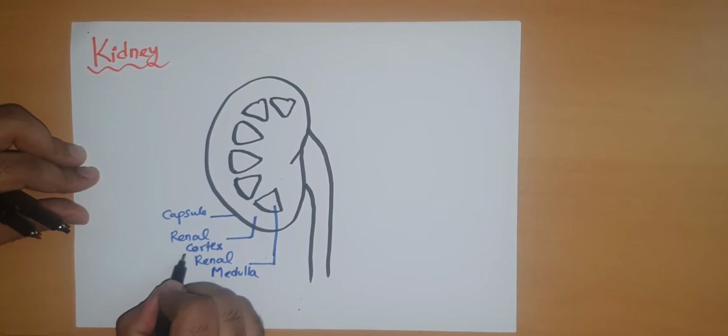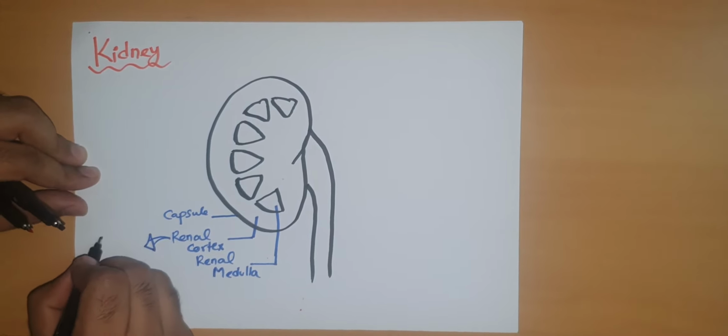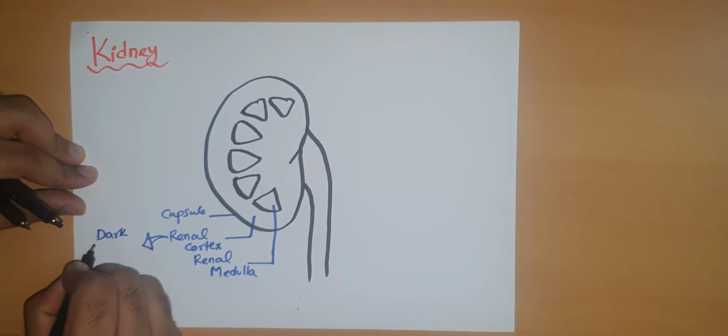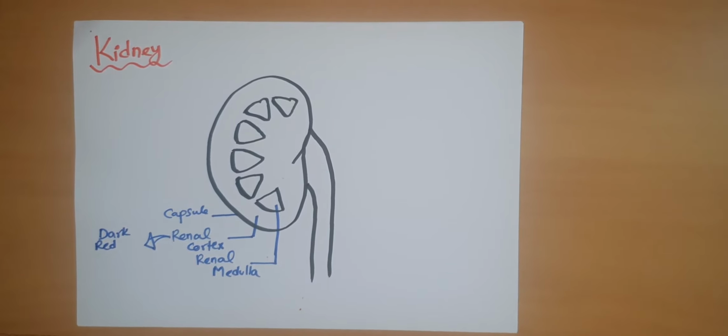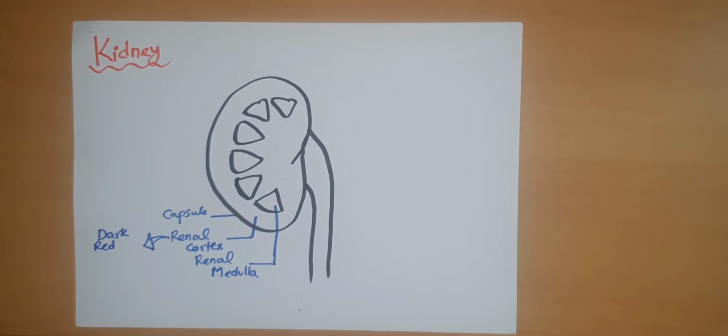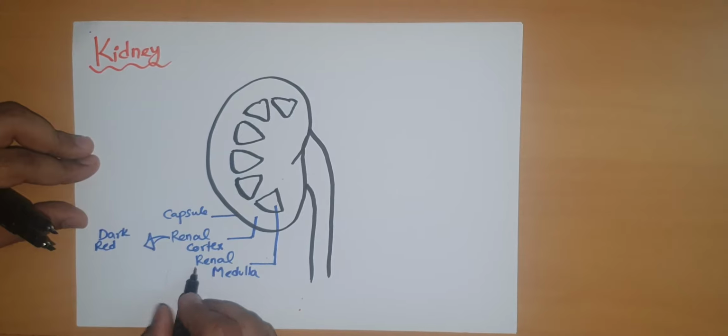Now the renal cortex is dark red in color. The question is, why is it so dark red in color? That is because of the extensive supply of blood vessels over here. Well, the renal medulla is the area which is lighter in color because it contains most of the loop of Henle of the nephrons, which we are going to talk about in the next lecture, and the urine formation takes place over here. That is why the renal medulla is lighter in color.